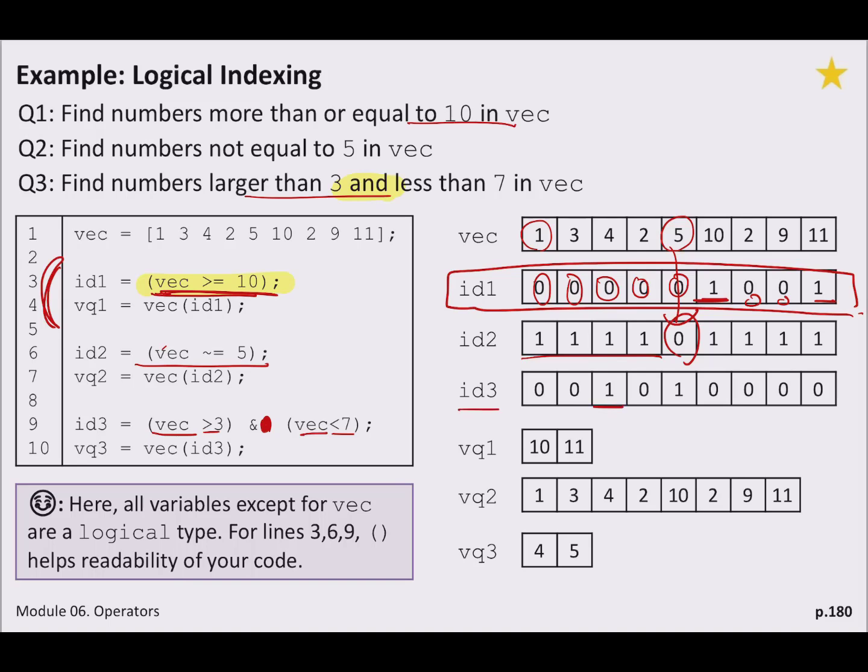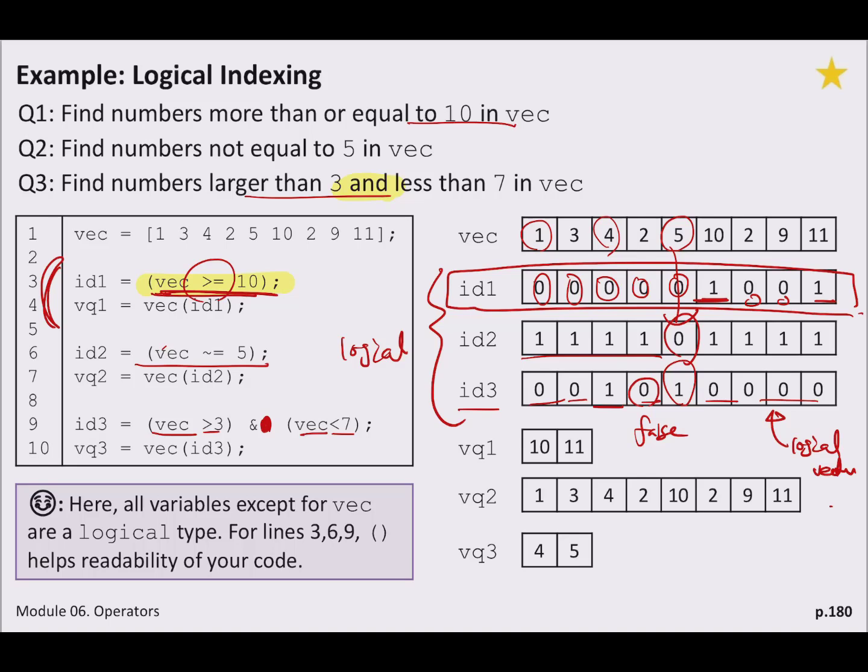Why? 4 is in the place between the 3 and 7, right? 5 is also between 3 and 7. Other values are outside of this range. That's why the false 0 is assigned here. But basically this 0 is a false here. These are logical vectors. This is not a numeric vector, this is a logical vector. Why? This relational operator produces a logical output.